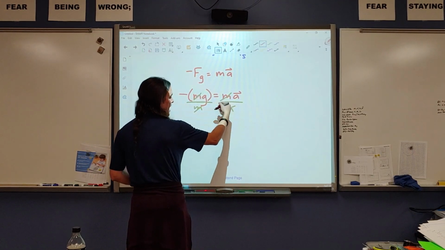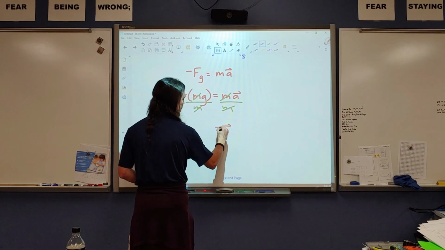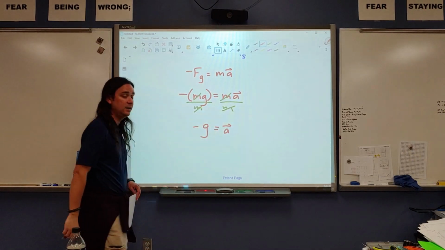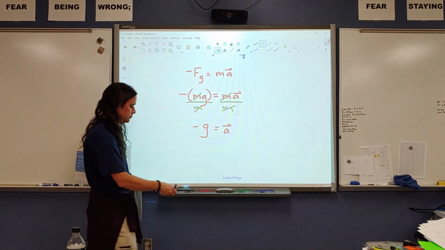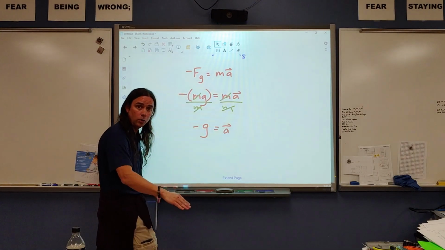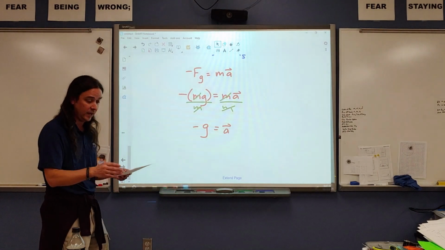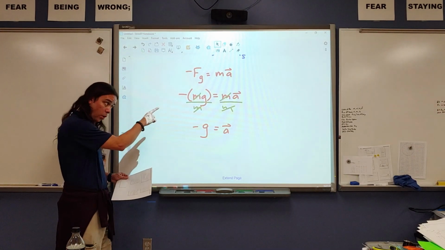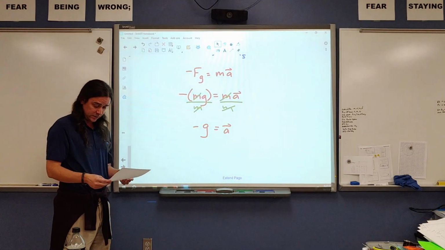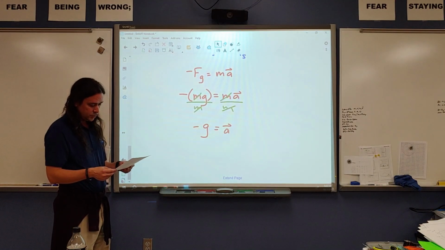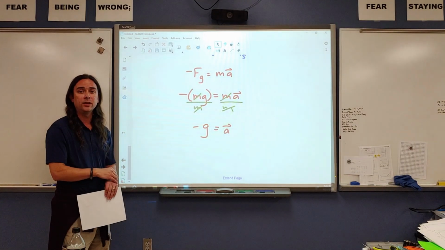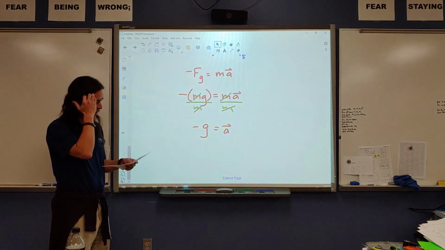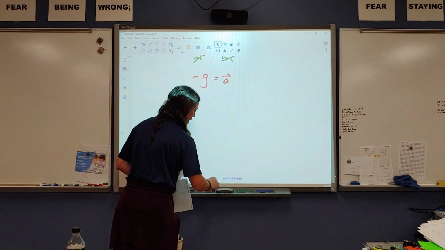And no matter what the mass of the object is, our acceleration near the surface of the Earth will be negative g. That's why all things fall with the same gravitational acceleration, at least near the surface of the Earth, and ignoring air resistance or, technically, any other forces. Okay. So now that we've got that, we've got one last thing that we need to take a look at. Well, actually, let's take a look at two last things.